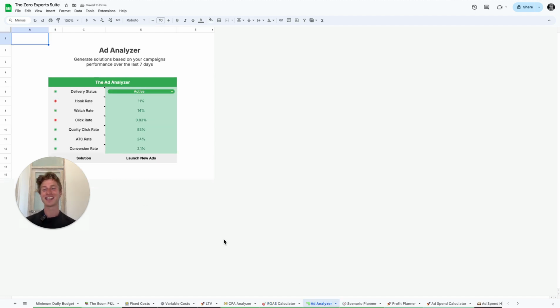On to the next one. This is the ad analyzer. So this one takes a look at some other performance metrics, a little bit more media buyery, right? But it's taking a look at some of the rates of valuable interactions with your ads, adding up to the ones that have the strongest correlation with revenue realization.